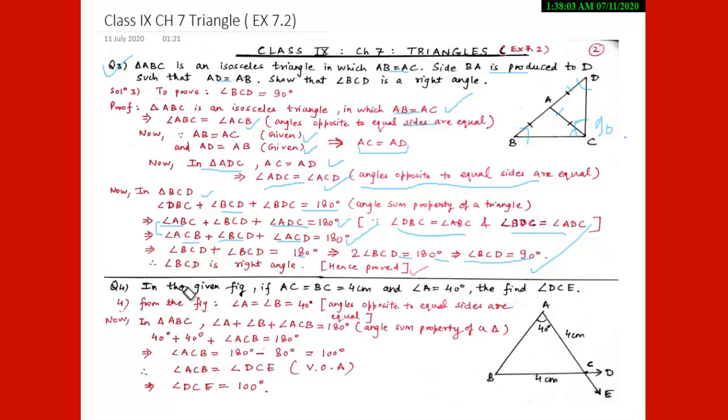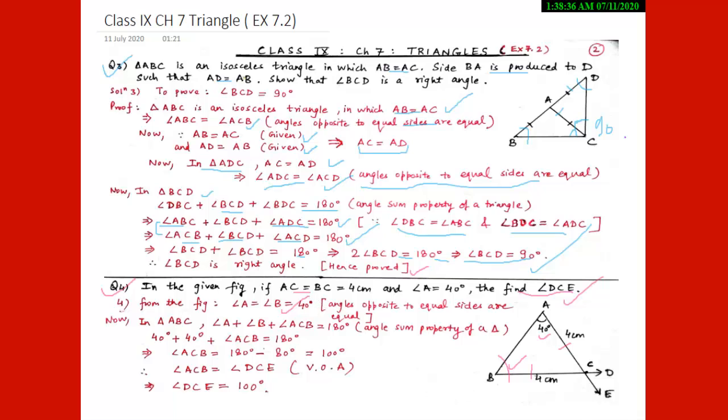And now our fourth question for today is: in the given figure, if AC is equal to BC equal to 4 centimeters and angle A is equal to 40 degrees, then find angle DCE. So in this question, according to our figure, since side AC is equal to side BC, the angle opposite of side AC is angle B, and the angle opposite of side BC is 40 degrees. So from here, student, angle A and angle B both are equal to 40 degrees, and the reason is angle opposite to equal sides are equal.